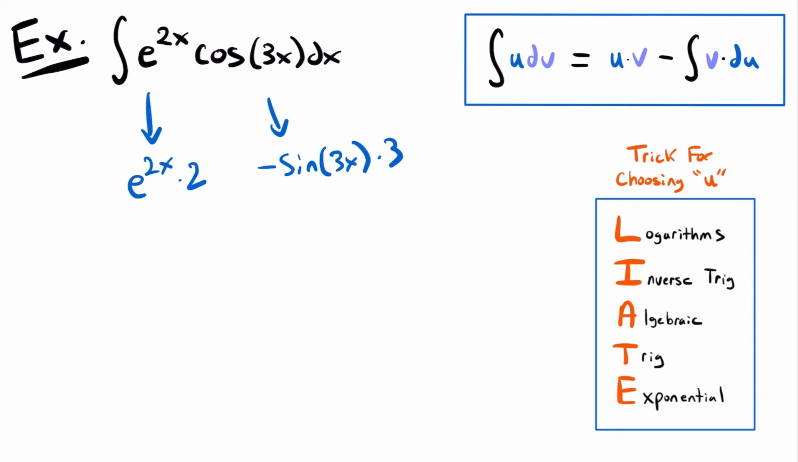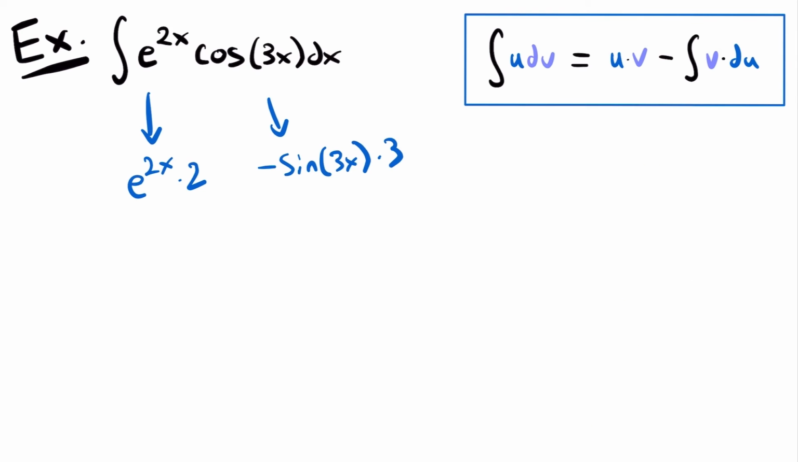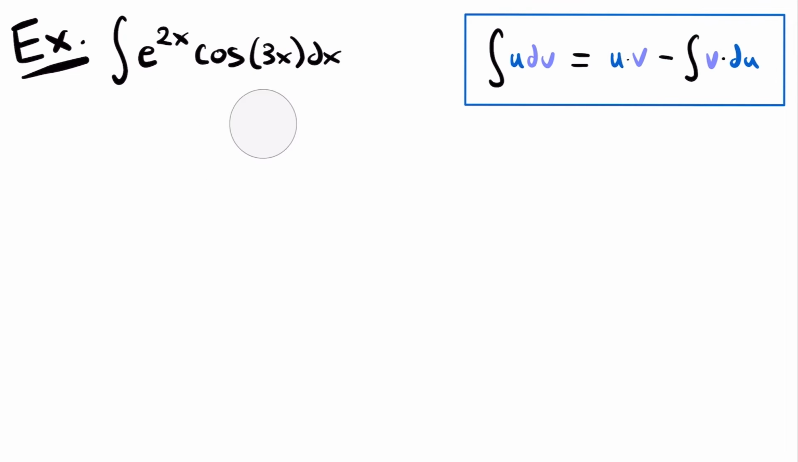Now, I just want to make a quick note. I pointed this out in my lesson video. You could actually set u equal to either of these functions in this case, and you would still be able to solve this integral using integration by parts. We just put trig functions before exponential functions so that we have a nice acronym that we can actually pronounce. But either way, you can set either of these functions equal to u, and you would still get the correct answer. But I'm going to choose to set u equal to our trig function, and so that means u will be cosine of 3x, and dv will be e to the power of 2x dx.